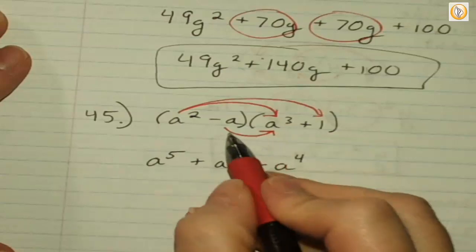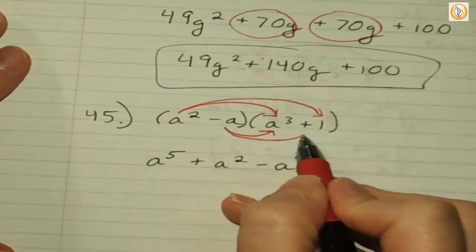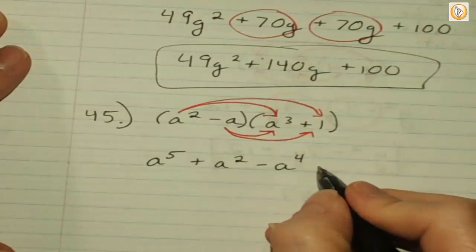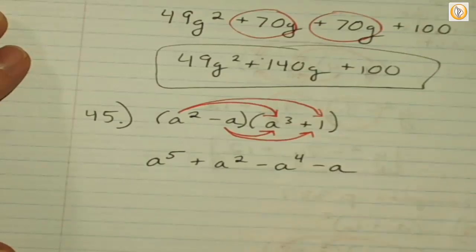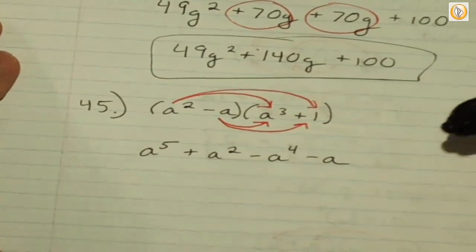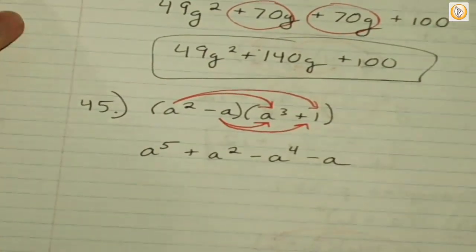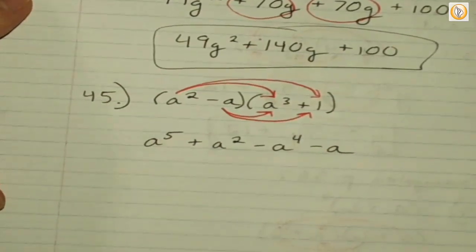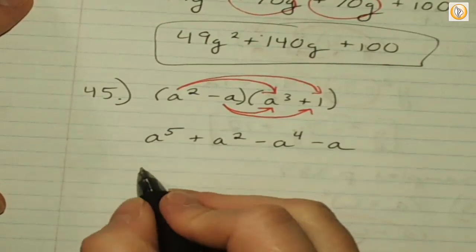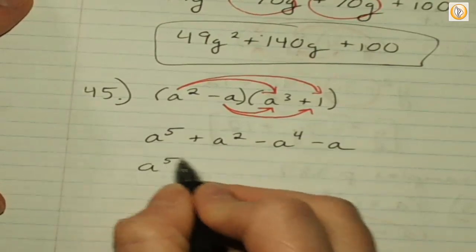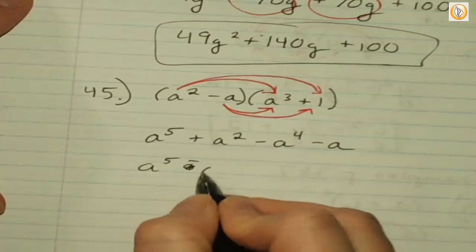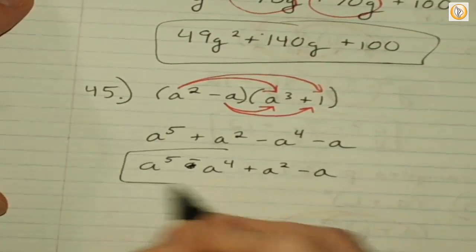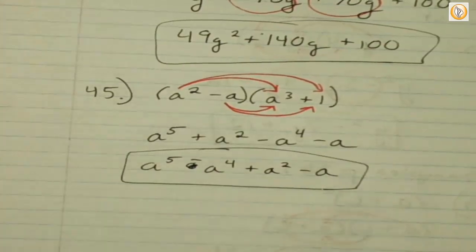And then Michaela, negative a times 1. Negative a. Okay. Question. Is this in the correct descending order, Cecilia? How would I rewrite this in the correct descending order? a to the 5th, negative a to the 4th, a squared, negative a. Perfect. Any questions?